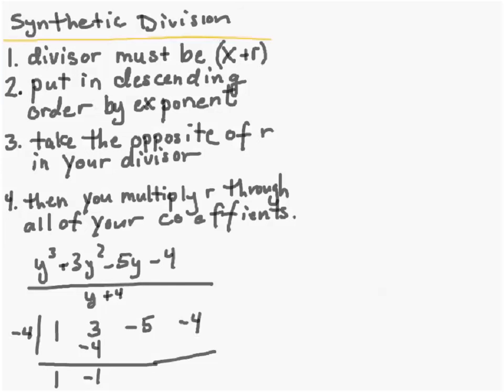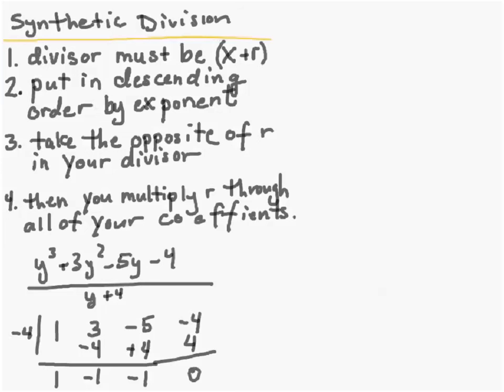So now we have 1 and a negative 1. This negative 4 we then multiply by that negative 1 we just got. So negative 4 times negative 1 is positive 4. We put that underneath the negative 5. So negative 5 plus 4 is negative 1. Again, we multiply that negative 4 times the negative 1, and that gives us positive 4. Then we add and get 0. So we have no remainder.